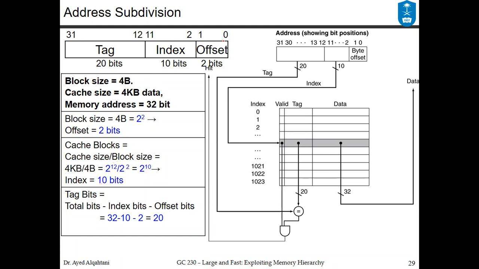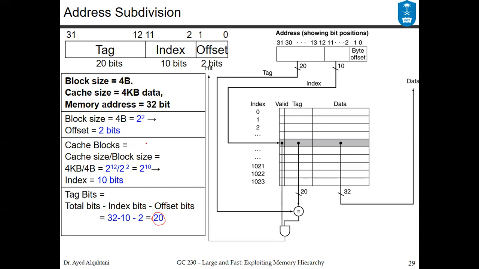Now, since you know the total is 32, and you know the index is 10 bits, and the offset is 2, you take out 10 and you take out 2 from the 32 by subtraction, and you end up with 20 bits in the tag.